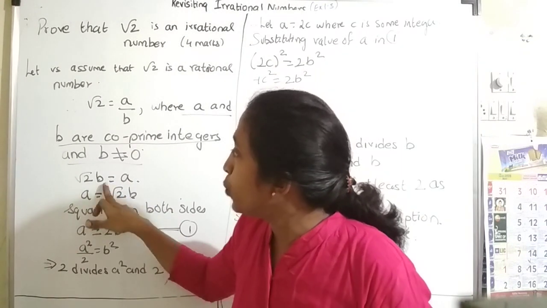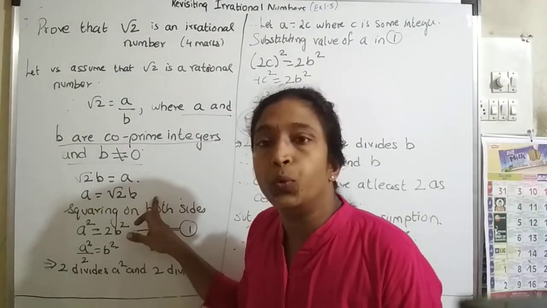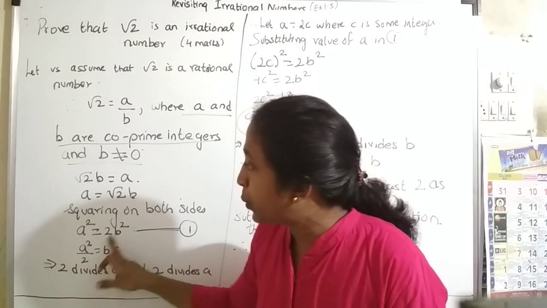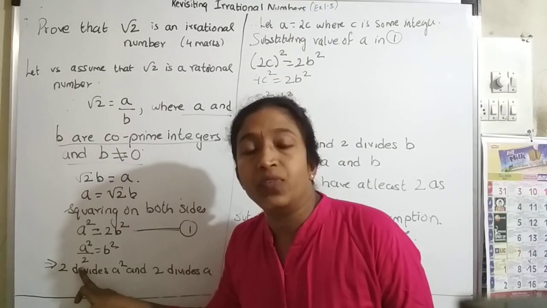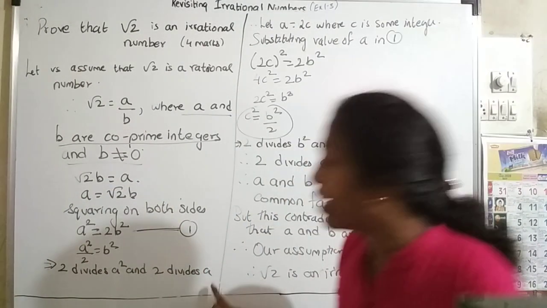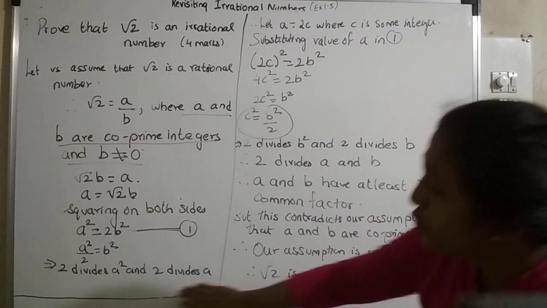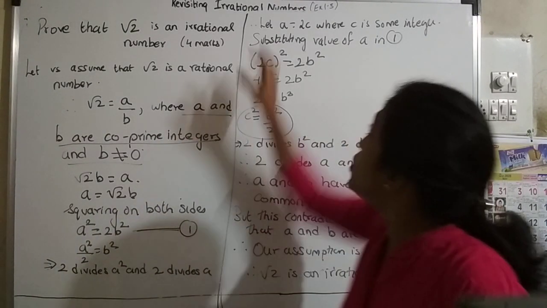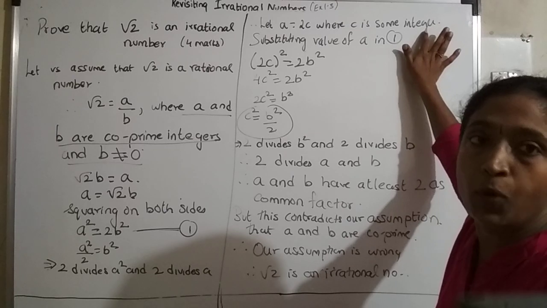So root 2 B equals A. That means A equals root 2 B. Squaring on both sides, we get A square equals 2B square. 2 goes to this side. So we understand that 2 divides A square. Therefore 2 divides A by the previous theorem. So if 2 divides A, that means 2 is a factor of A. Therefore A can be written as 2C, where C is some positive integer.